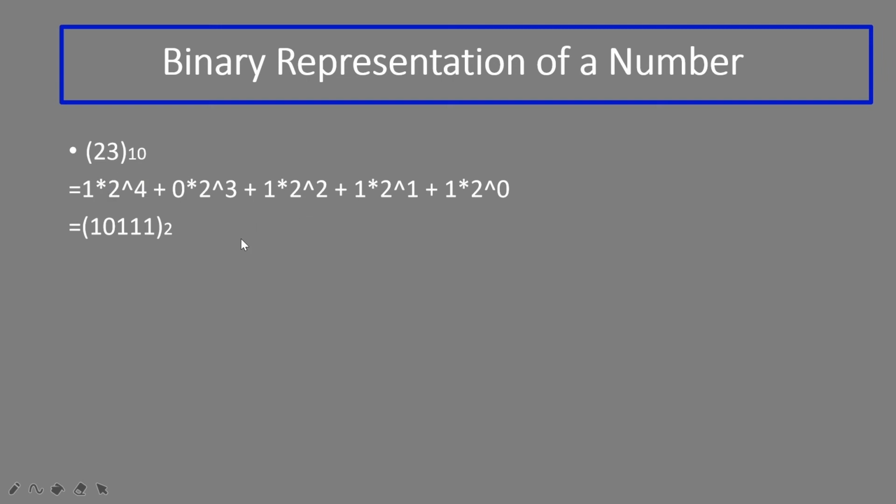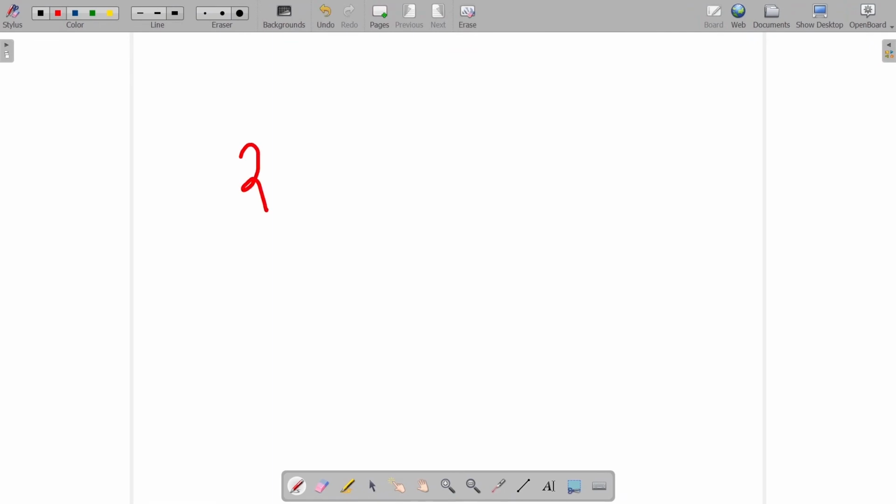Let's see what the other way is. So the number was 23, right? We can split it into powers of 2 by dividing by 2. We can divide 23 by 2, then it will be 11, and 11 into 2 is 22, so the remaining will be 1.